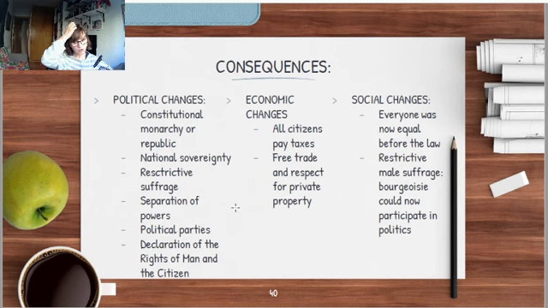All citizens are going to pay taxes by the abolition of feudalism, and free trade and respect for private property are going to be established. In social changes, everyone was now equal before the law, and they have the right to vote. But mainly, it is the bourgeoisie, the ones that have the right to participate in politics. These are the main consequences that we need to mention of the French Revolution.